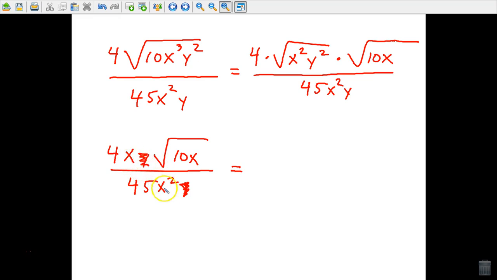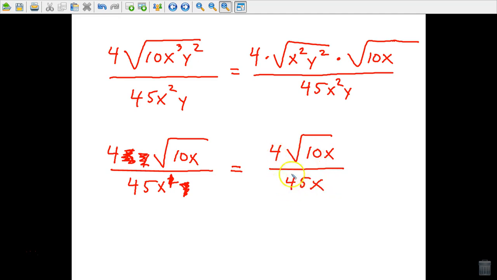Notice that if you divide x into both of these, x divided into itself is 1. X into x squared is x to the 1st. So that changes my final answer to 4 times the square root of 10x over 45x.